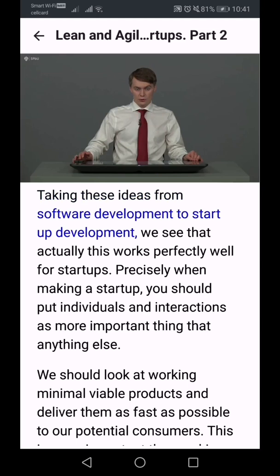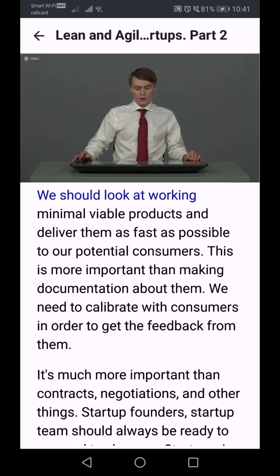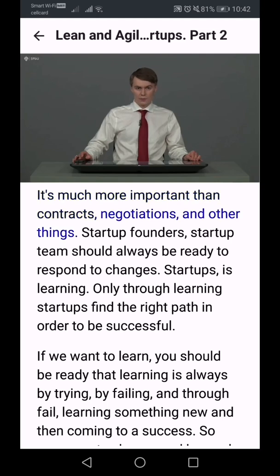Taking these ideas from software development to startup development, we see that actually this works perfectly well for startups. Precisely, when making a startup, we should put individuals and interactions as more important than anything else. We should look at working minimal viable products and deliver them as fast as possible to our potential consumers, and this is more important than making documentation about them. We need to collaborate with consumers in order to get the feedback from them, and it's much more important than contracts, negotiations, and other things.